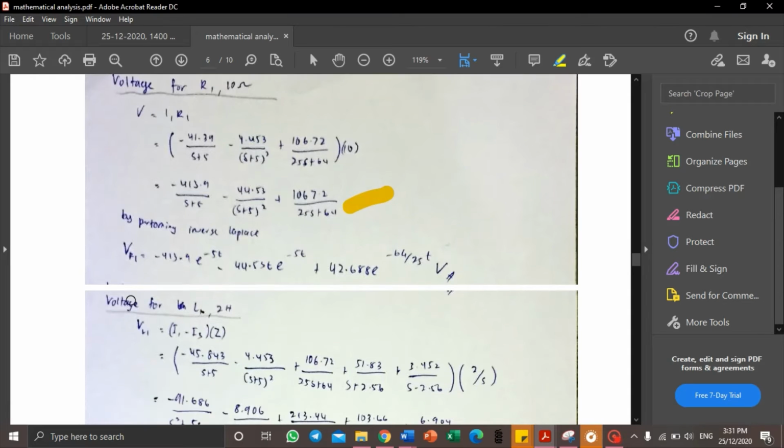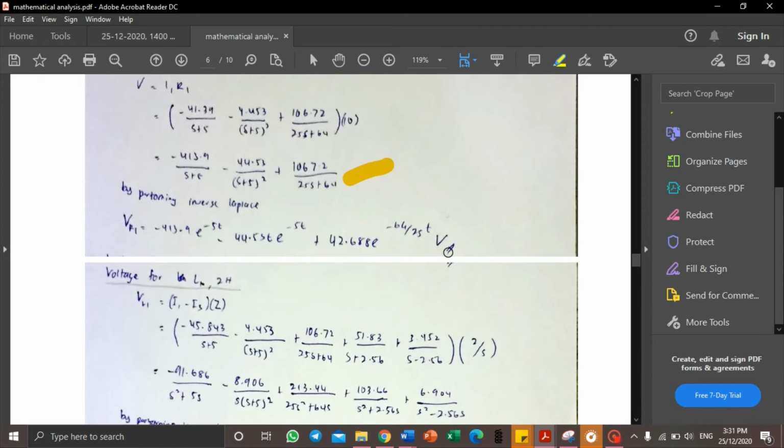So for the VR1, we get negative 413.9 exponential of negative 5t minus 44.53 t exponential of negative 5t plus 42.688 exponential of negative 64 over 25t volt. So this is the equation. This is the value of VR1.